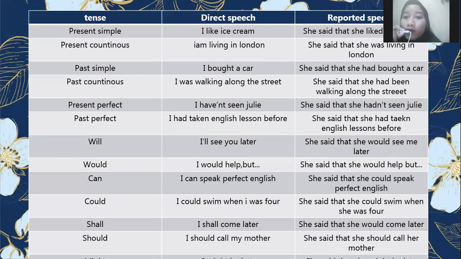Tense would. Direct speech, "I would have but." Reported speech, she said that she would have but. Tense can. Direct speech, "I can speak perfect English." Reported speech, she said that she could speak perfect English. Tense could. Direct speech, "I could swim when I was 4." Reported speech, she said that she could swim when she was 4.